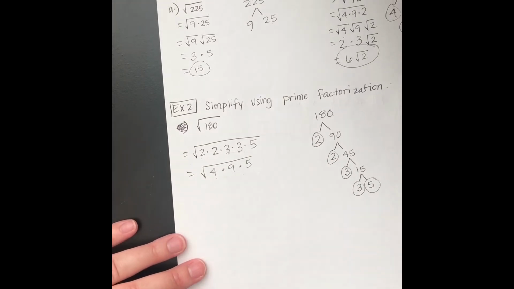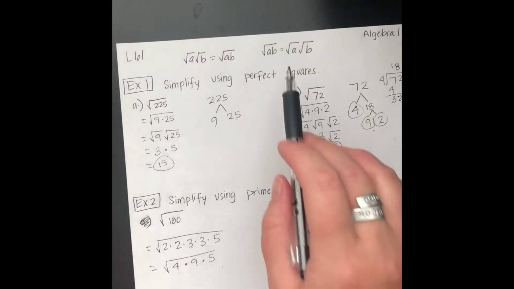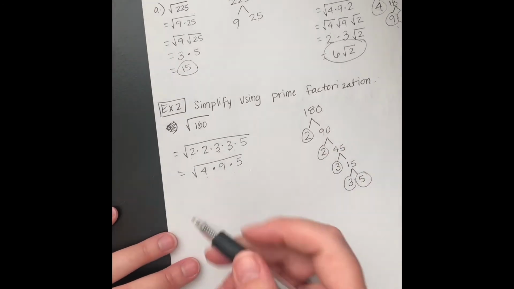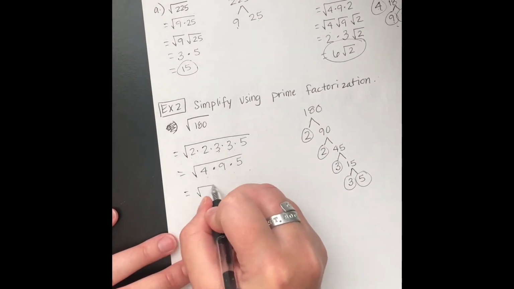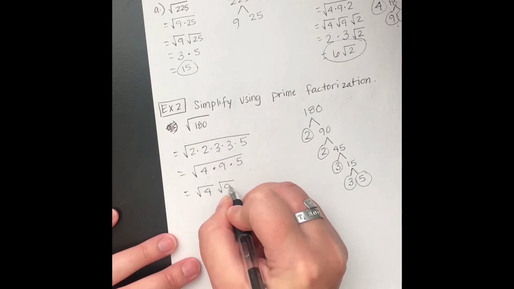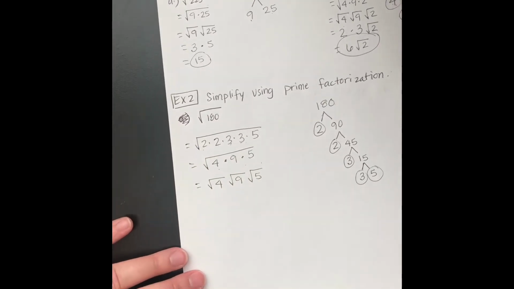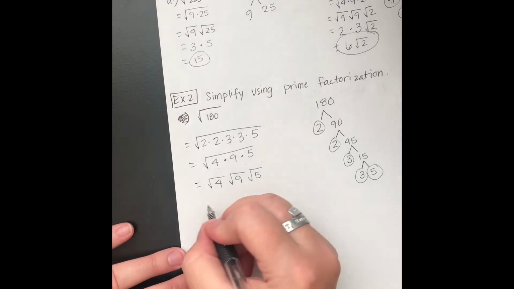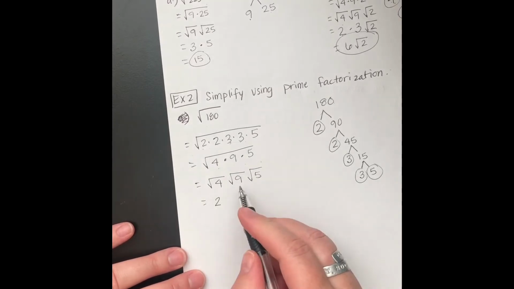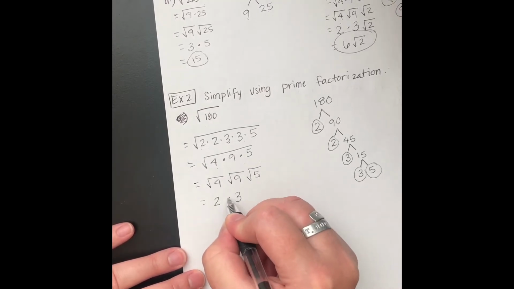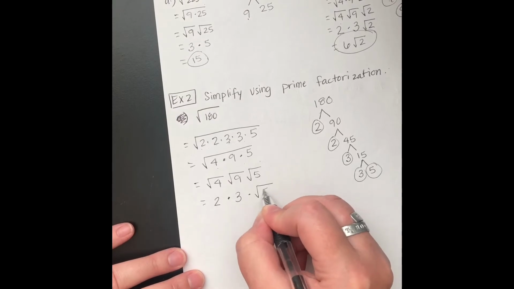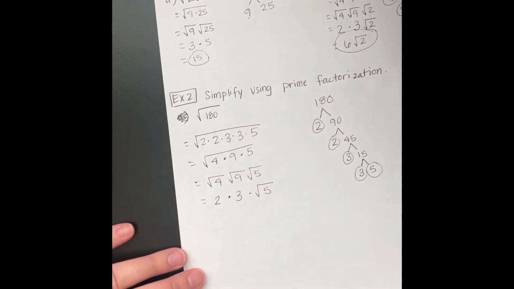We have 3 combined. Up here, I'm going to separate them into separate radicals. Square root of 4 times the square root of 9 times the square root of 5. We know what the square root of 4 is. This is a perfect square. It's 2. Square root of 9 is 3. Square root of 5, we don't know. It's not a perfect square.